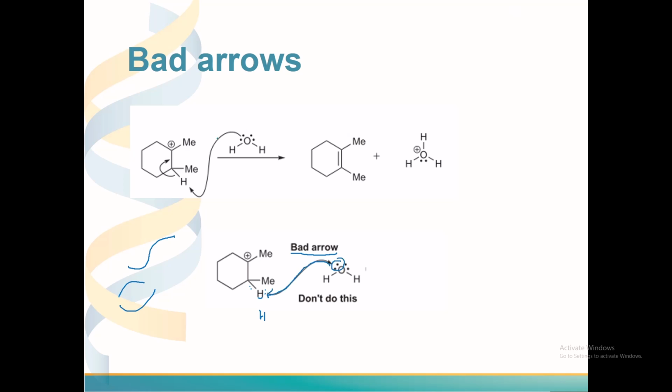If you want to draw a movement of electron from hydrogen, you should use this. So from the bond where the electrons are to this position. Okay, so this is a bad arrow because it is a reverse arrow. The arrow shows that the electron moves from hydrogen to this.